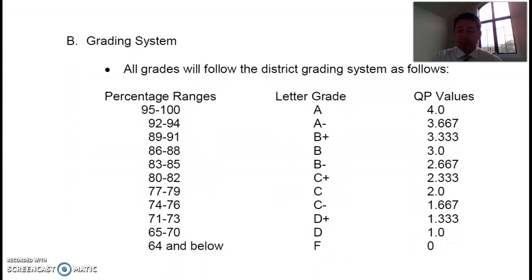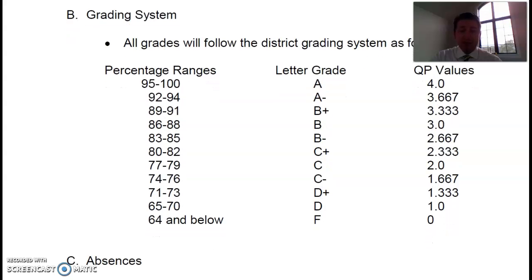The grading system is standardized, so I just put a copy of that in here. This is consistent for all courses in the district.